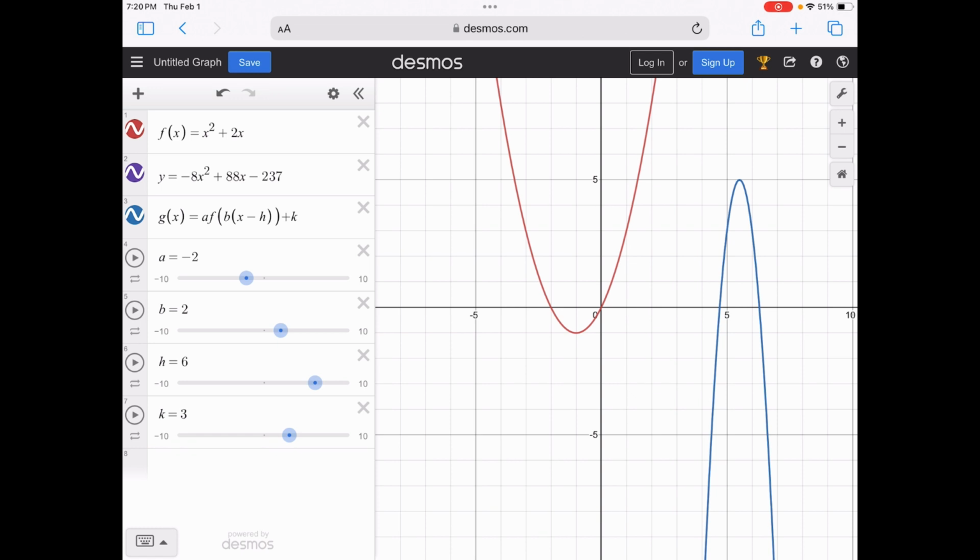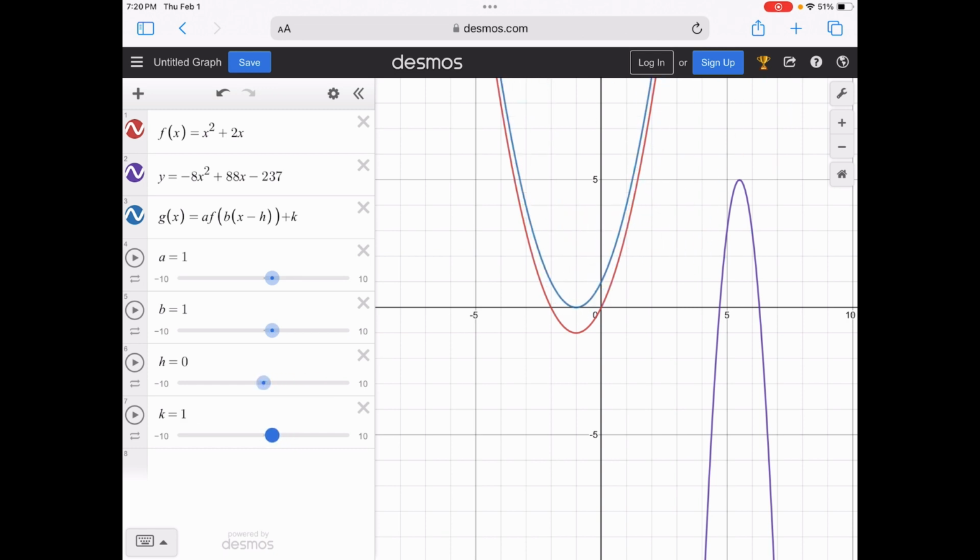So did you see that all happen? Look where it ended up. It ended up in the exact spot of that transformed equation's parabola, right? Because that's what it is. It's just saying if you were to transform x squared plus 2x in those ways, you'd end up making the parabola y equals -8x squared plus 88x minus 237, right? And sure enough, that's exactly what we saw happen there as we went through those transformations.